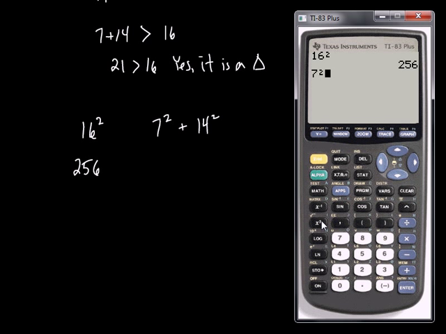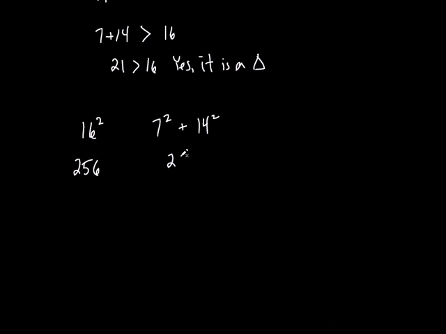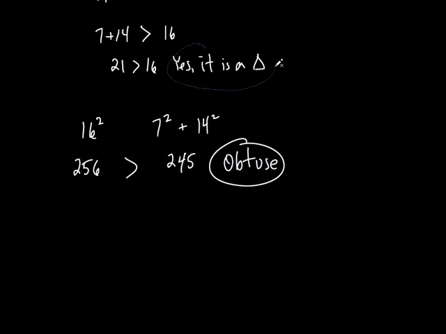So let's take 7 squared and add it to 14 squared and see what we get. That's 245. Now what's the relationship between 256 and 245? Well, 256 is greater than 245. So that means what type of triangle are we going to have? According to what we said a little earlier, this is an obtuse triangle. So there's two answers. Yes, it's a triangle, and it's an obtuse triangle.